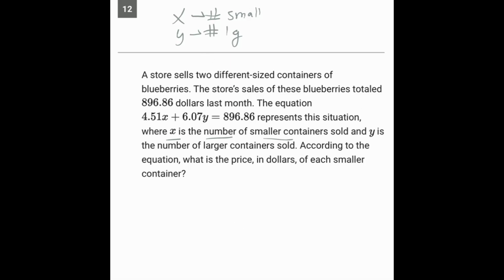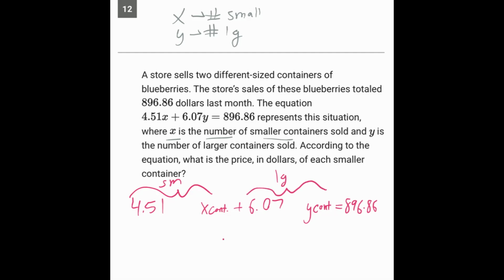That might allow us to take this equation apart a little bit. So we've got the 4.51 and the X, the 6.07 and the Y, and then we've got our equal sign. Let's go ahead and shrink this down a tiny bit. Now, like we said already, we know that X is the number of small containers. So let's just say X containers. And Y is the number of large containers. So we'll say Y containers. And this part of the equation pertains to the small, and this part of the equation pertains to the large.